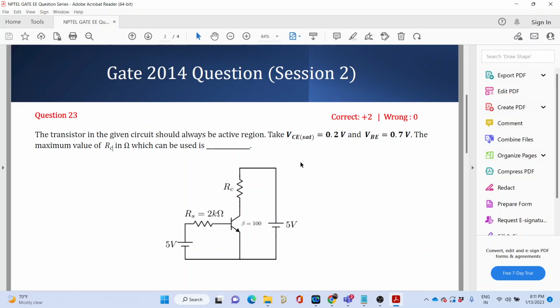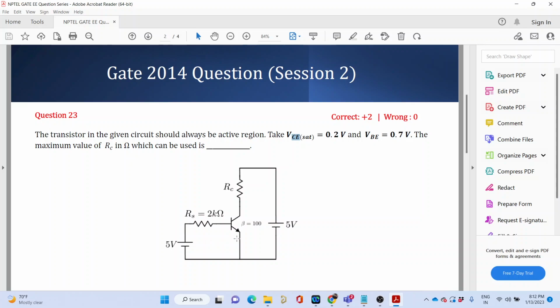Tell me the approach that you are taking. So IC is equal to beta IB. So I took IC as 5 minus 0.2 divided by RC, equal to beta times the base current. What is 0.2 volt? It is the saturation voltage, that is VCE, the collector to emitter voltage. Yes, sir. 5 minus 0.2 divided by RC for the collector current.